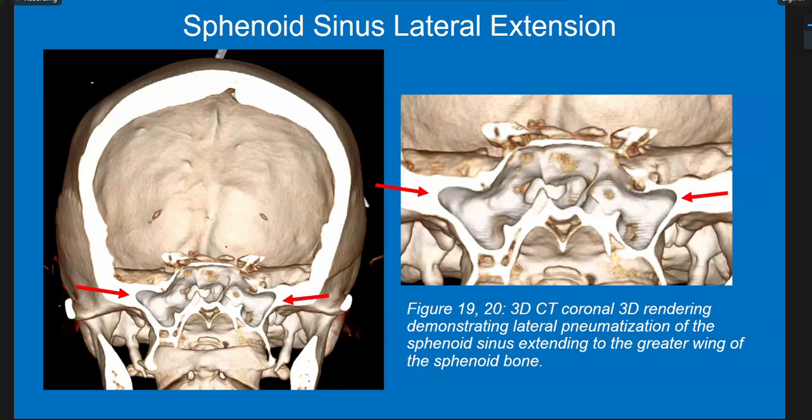So the sphenoid sinus can also extend its pneumatization laterally and inferiorly. As you can see here, the greater wing of the sphenoid is pneumatized. So the pneumatization of the sphenoid extends to the floor of the middle cranial fossa bilaterally. And also inferiorly, you have pneumatization of the pterygoid processes. So here's a more focused view. You have pneumatization of the greater wing and the pterygoid process.